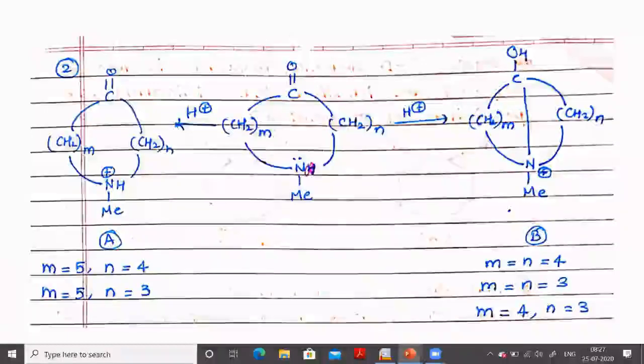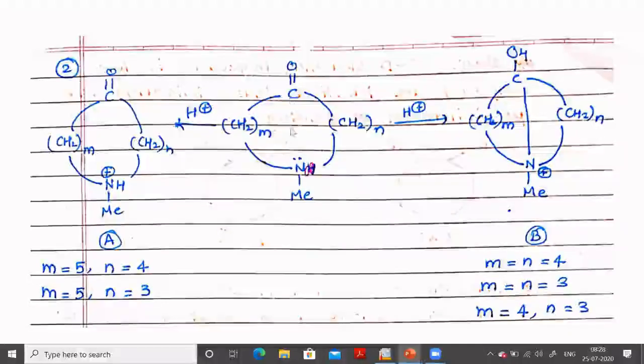Look at the middle compound. Again, I have shown you the same compound. There is a carbonyl group and there is a methyl group. This is M and this is N. Now, there are two reactions possible in this case if you carry out the reaction in acidic medium. What happens in acidic medium? In some cases, it may happen that it forms this kind of hydrogen bonding, that is, protonation will take place at the nitrogen, and you will get salt formation, that is ammonium salt formation, the compound A type.